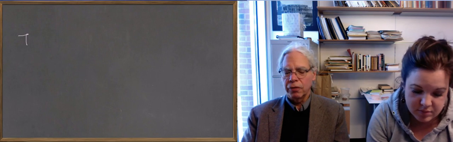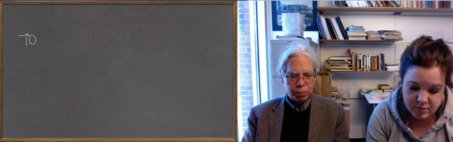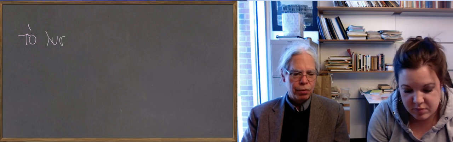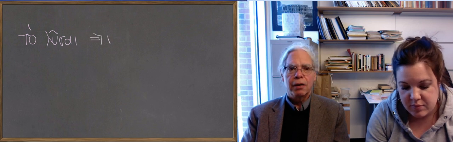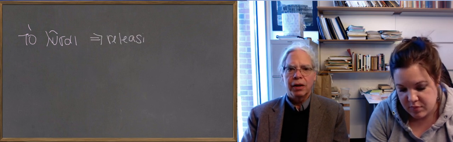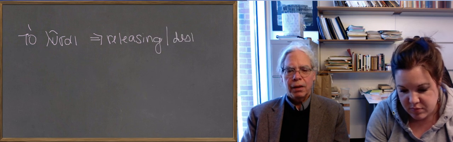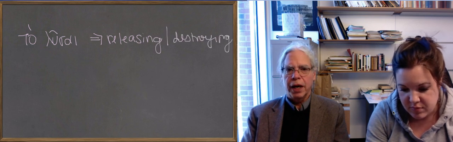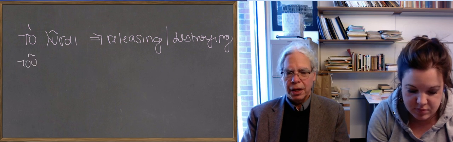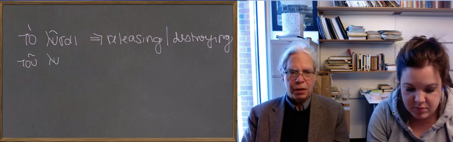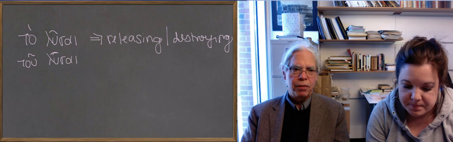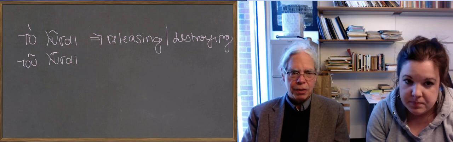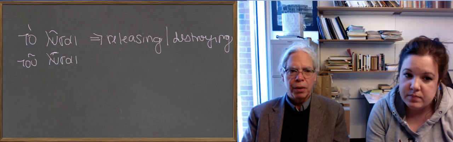If you take to and you stick it in front of luein, or lusai, we can do lusai, it means releasing or destroying as in the noun, okay? And you can inflect that, right? It can be in any case, any of the four cases, and so forth. You can say tou lusai if you have a preposition that means for the sake of, you can have it for the sake of releasing, okay? And you put it in the genitive, for example.